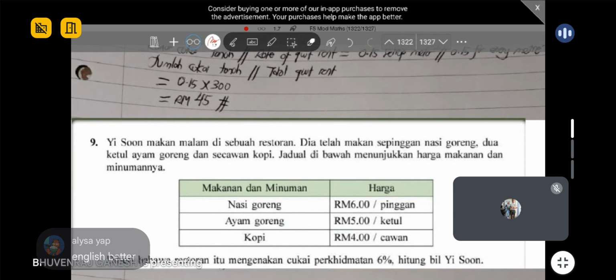Okay, so basically the question is, they want you to count your total bill, including the service tax. So the service tax here is 6%. Then they give you all the information. For example, nasi goreng is 6 per plate, and then ayam goreng is 5 for one piece, and then coffee is 4 per cup. Okay, so then you just calculate with the normal process.